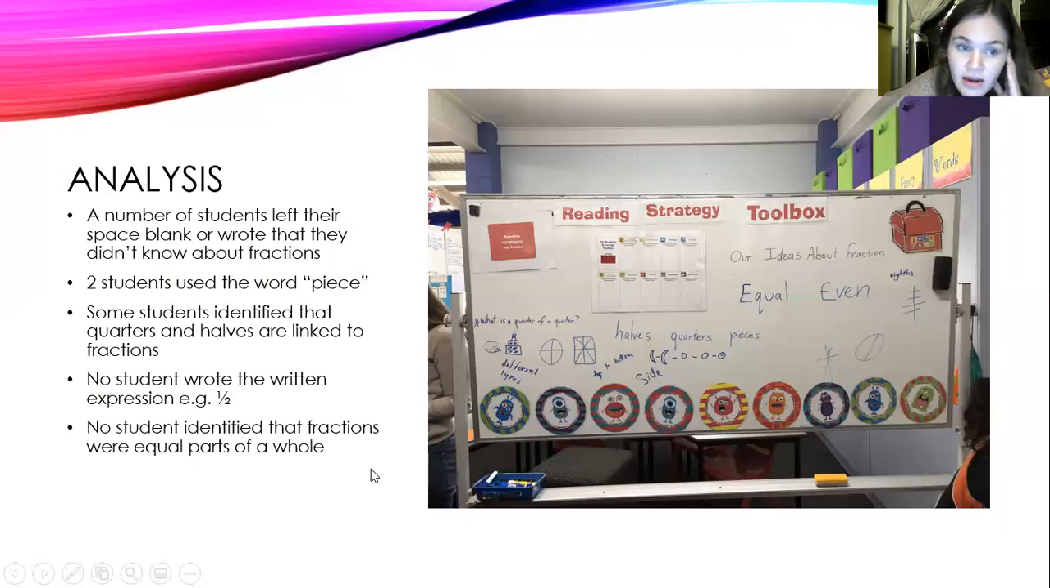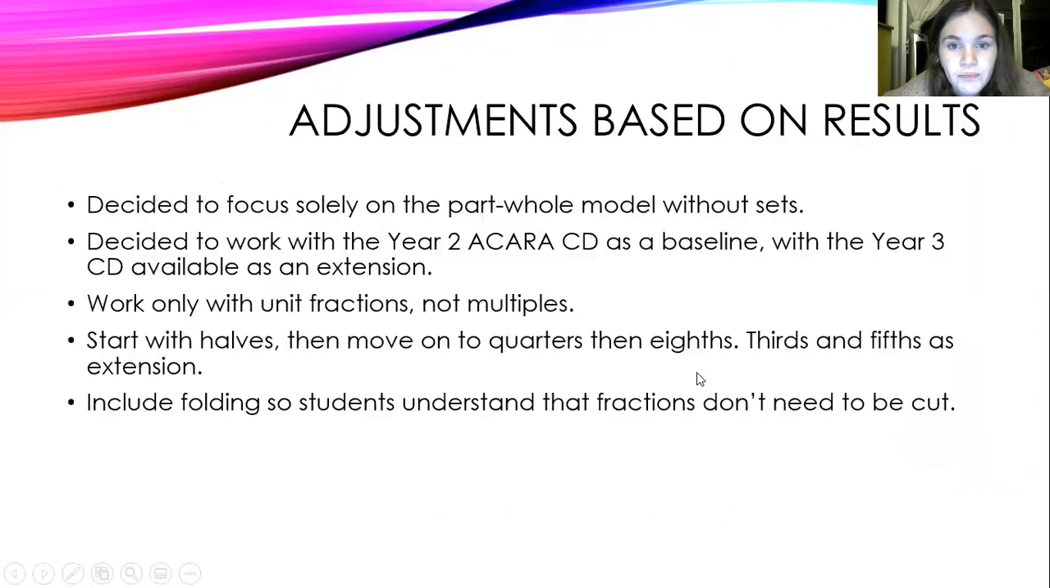And from that, I was able to see that I needed to work on teaching them writing, because none of the students had written a fraction in terms of 1/2. And no student had mentioned equal. A lot of students had left it blank or wrote, I don't know. So I knew that I had quite a long way to go.